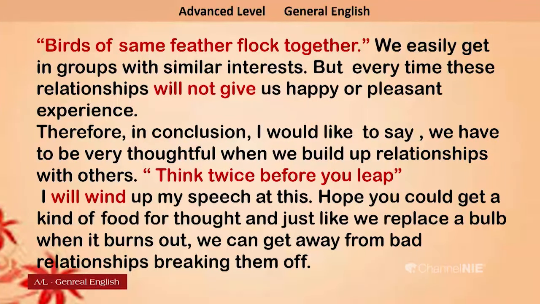Therefore, in conclusion, I would like to say we have to be very thoughtful when we build up relationships with others. Think twice before you leap. That is also good advice, right? Think twice before you leap.